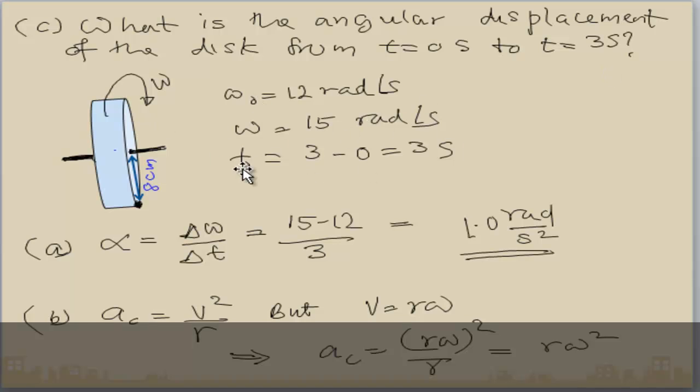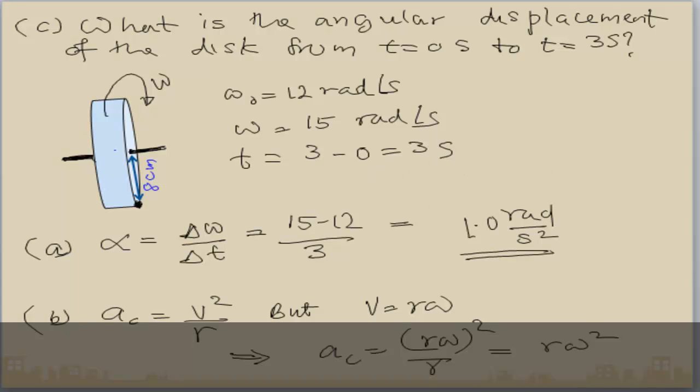Now first we write down what's given in the question. The initial angular velocity is 12 radians per second. The final angular velocity is 15 radians per second. Time is 3 minus 0, which is 3 seconds.